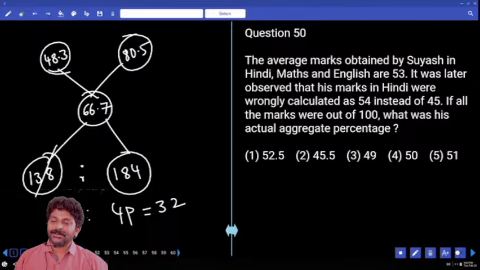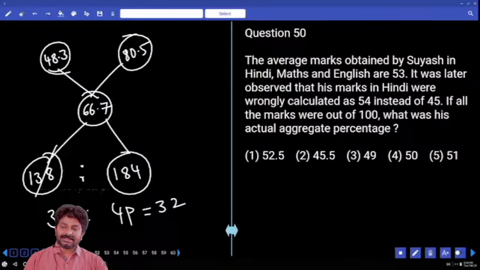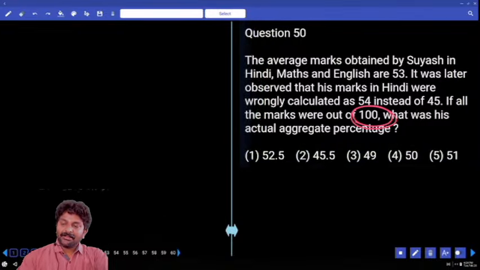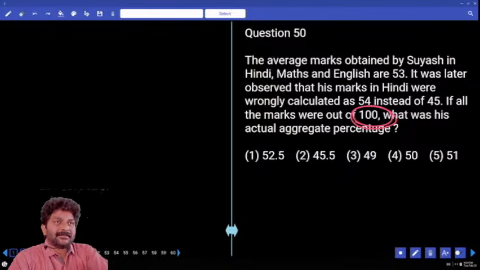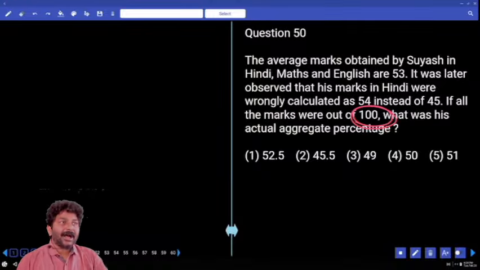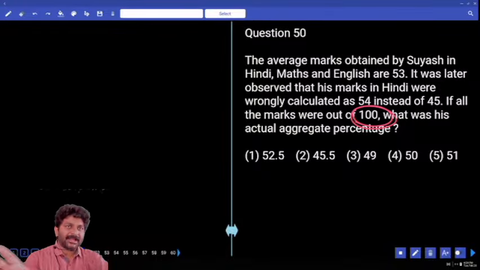Average marks obtained by Suyash in Hindi, Math, Science are 53. It was later observed that his marks in Hindi were wrongly calculated as 54 instead of 45. If all the marks were out of 100, what was his actual aggregate percentage? So now, every subject is for how many marks? With respect to 100, marks or percentage, both are equal, right? Other than 100, if there is any other number, you have to calculate percentage. Right? With respect to 100, number or percentage, both are equal.